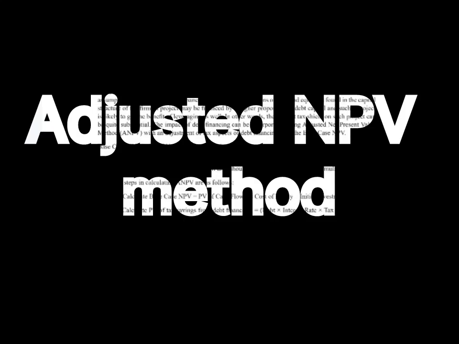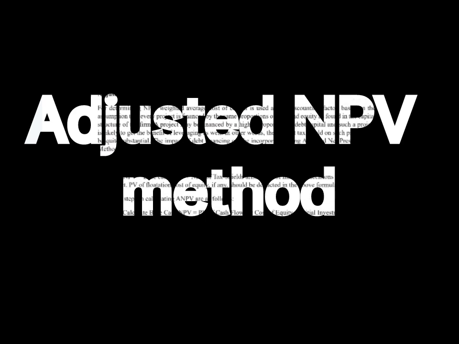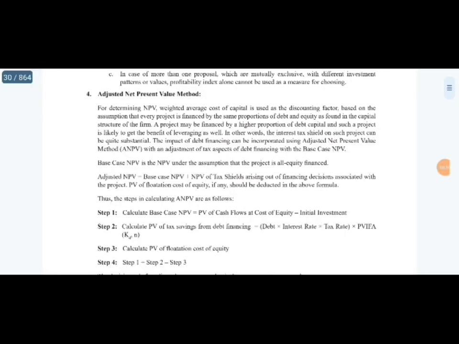Hi friends, we are seeing investment decision, project planning and control, chapter number 1 from SFM, paper number 14. We have seen 3 methods from discounted cash flow method, and now we are going to see the 4th method, that is adjusted net present value method. What is the formula for adjusted net present value? NPV plus present value of tax saving on debt minus present value of flotation cost of equity.